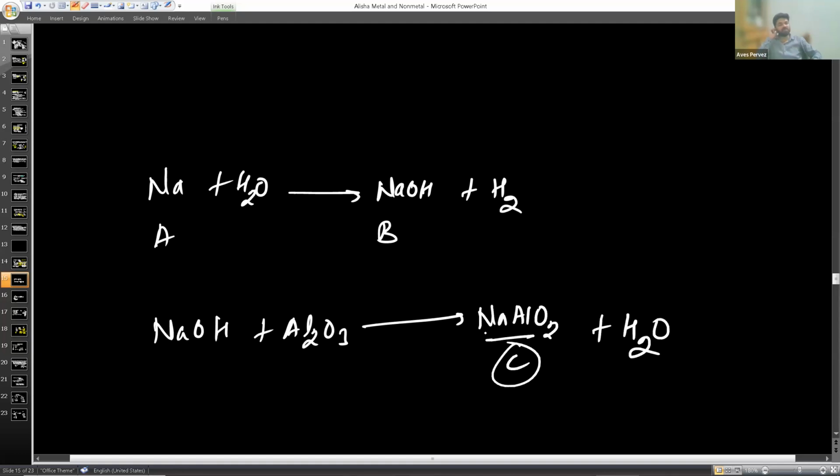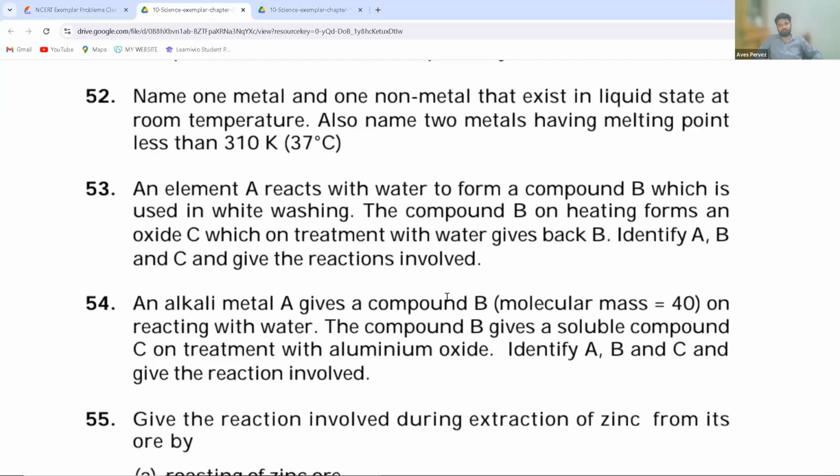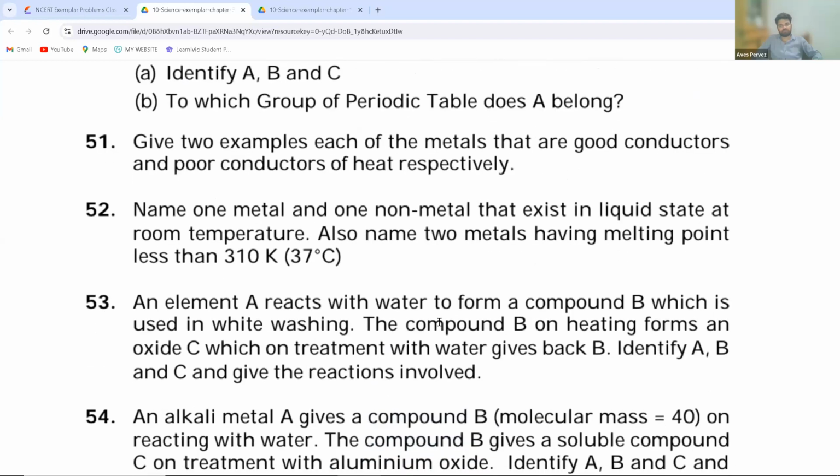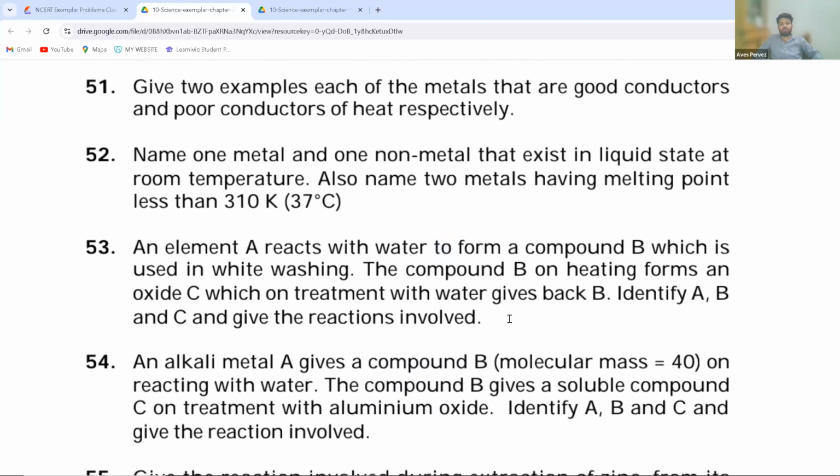Understood everyone? Sodium zincate? Sodium aluminate? Everyone understood? Yes or no? Yes, sir. Okay, in question number 53, what could be compounds A, B, C?